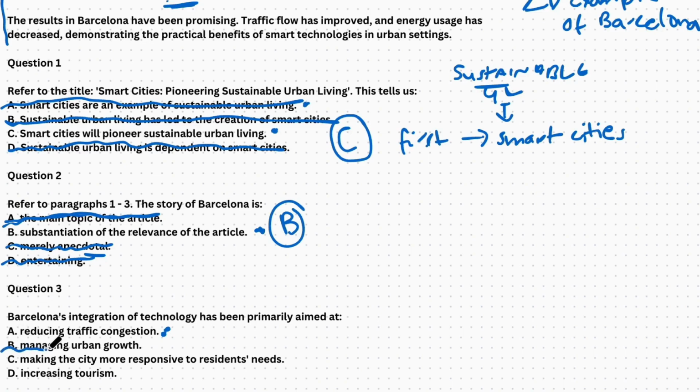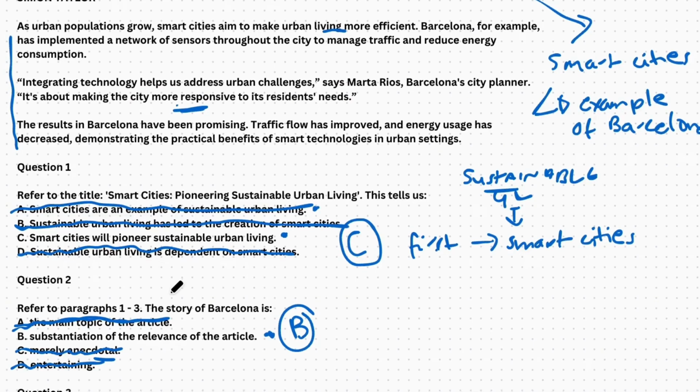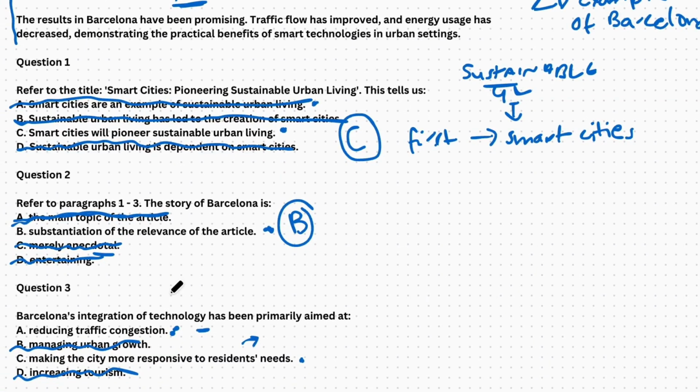It doesn't talk about managing urban growth, and it definitely doesn't talk about increasing tourism. So we have A, reducing traffic congestion, C, making the city more responsive to residents' needs. Both of them could actually be correct. We have the mayor that talks about this, and we have this mentioned. However, if we look at the passage again, I'm just going to scroll back up. It talks about managing traffic and reducing energy consumption.